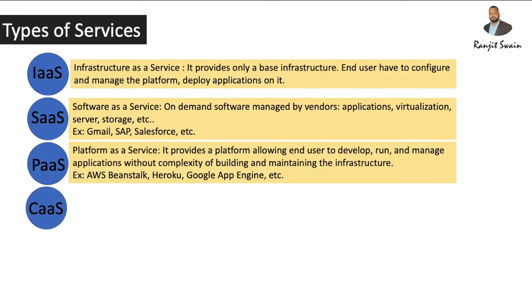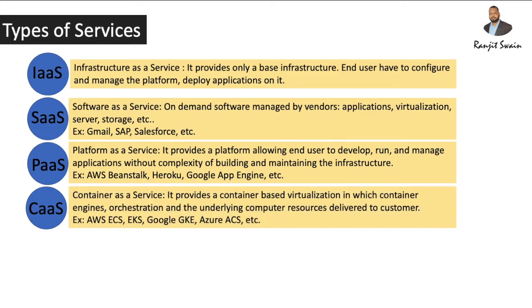Next, they provide CaaS, that is Container as a Service. It provides container-based virtualization in which container engines, orchestration, and the underlying compute resources are delivered to the customer. Examples: AWS ECS, EKS, Google GKE, Azure AKS, etc.